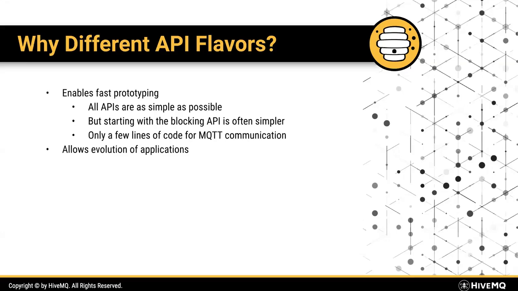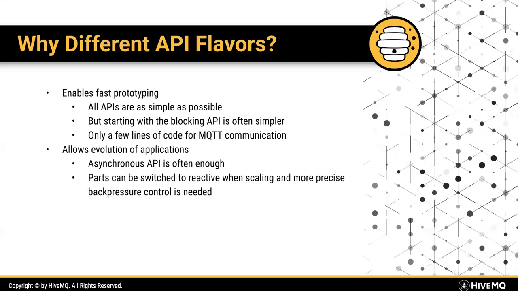So the HiveMQ MQTT client really allows evolution of applications, starting out with a blocking API or an asynchronous API, and move then to reactive APIs. And you don't have to if your use case doesn't require it. But I will show you that for enterprise computing, the reactive way of programming really makes a difference and really helps building resilient and robust applications.